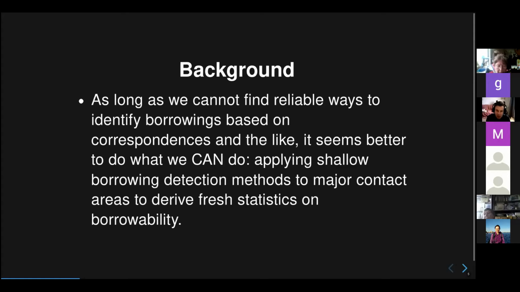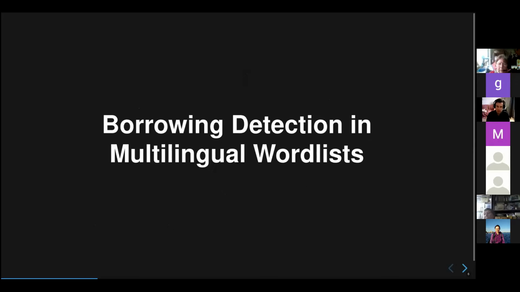But as long as we cannot find reliable ways to identify borrowings based on correspondence patterns and the like, it seems better to do what we can do, applying shallow borrowing detection methods to major contact areas to derive fresh statistics on borrowability, because this is something that we still lack, the complete statistics, because all we have for the moment is the World Loanword Database, and they have only 40 languages included there.